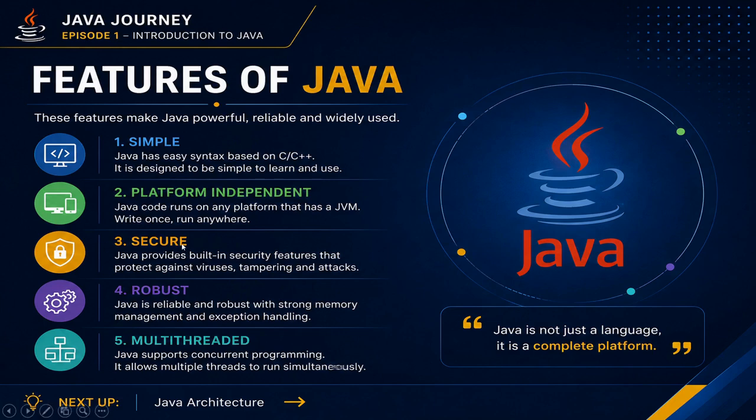Third feature is security. Java provides strong built-in security features. This is one reason Java is used in banking systems and enterprise applications. Java programs run inside the JVM, which helps protect the system from harmful operations. Java also avoids many dangerous memory related problems. That makes Java safer compared to many low level languages.